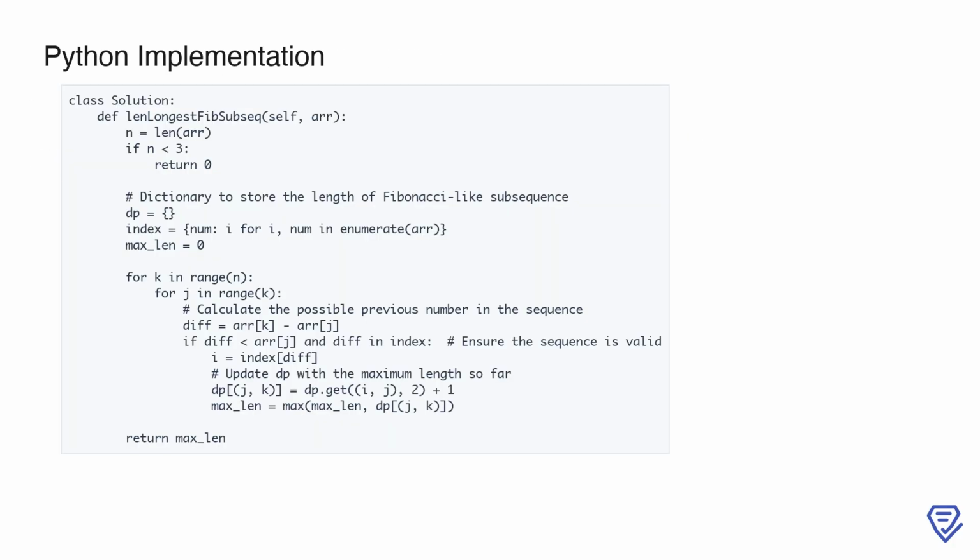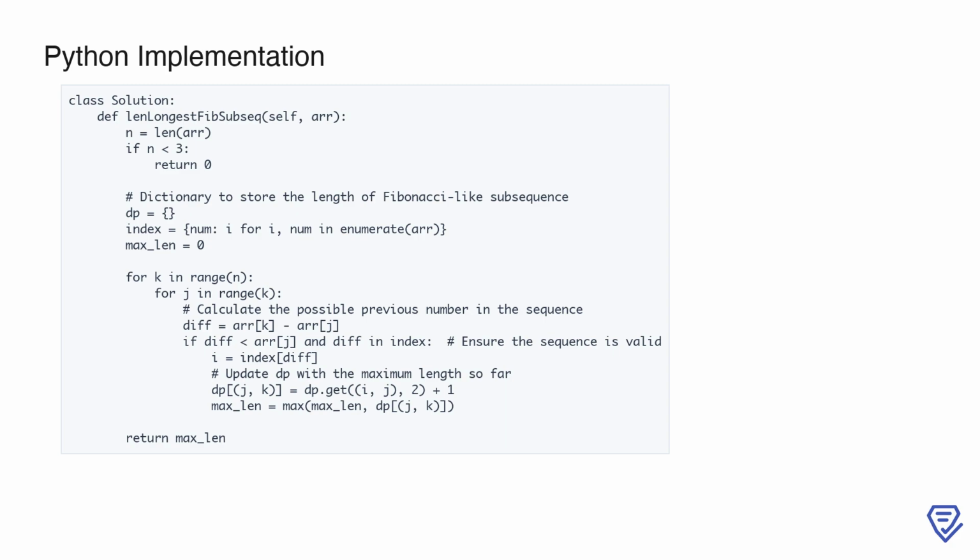This implementation solves LeetCode problem 873, Length of Longest Fibonacci Subsequence, efficiently using dynamic programming and a hash map for memoization. The goal is to find the longest Fibonacci-like subsequence in the input array. We begin by checking if the array length is less than 3, as a Fibonacci-like sequence requires at least 3 numbers. If this condition is met, we return 0.